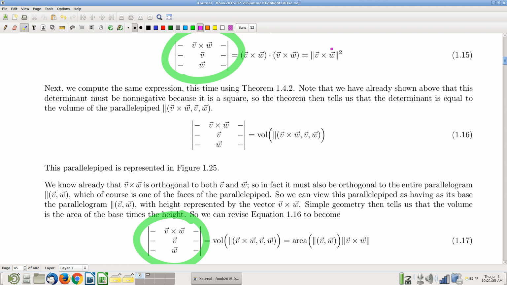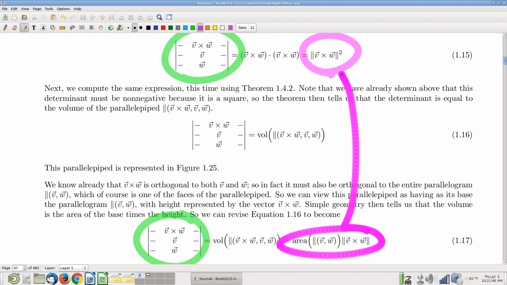On the one hand, by a triple product argument, we see that it's equal to the magnitude squared. By a volume argument, we see that it's area times distance. Therefore, these two things are equal to each other. Cancel one factor of magnitude with that factor of magnitude, and you have magnitude of the cross product is equal to the area as desired.